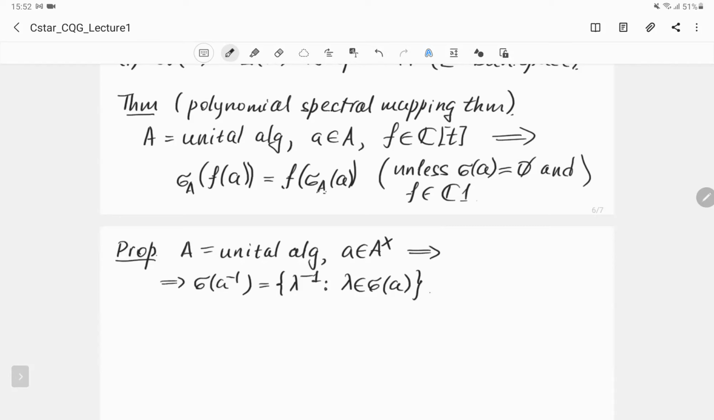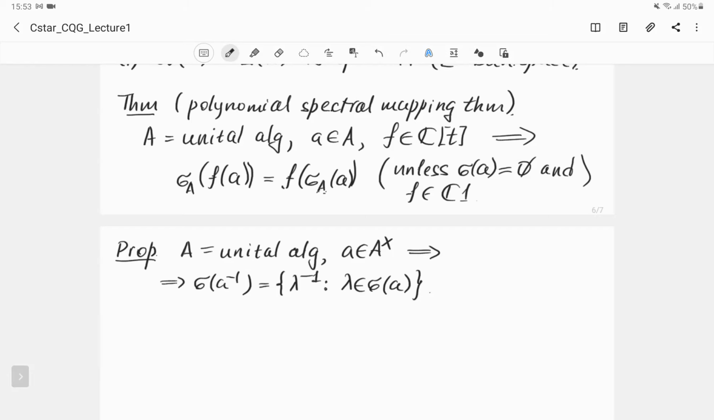In fact, both this result and the polynomial spectral mapping theorem are special cases of a more general rational spectral mapping theorem, which states that the same formula, sigma of f of a equals f of sigma of a, is true for each rational function defined on the spectrum. That is, for each rational function whose poles are outside the spectrum. In fact, this is a good exercise: to extend the polynomial spectral mapping theorem to rational functions.